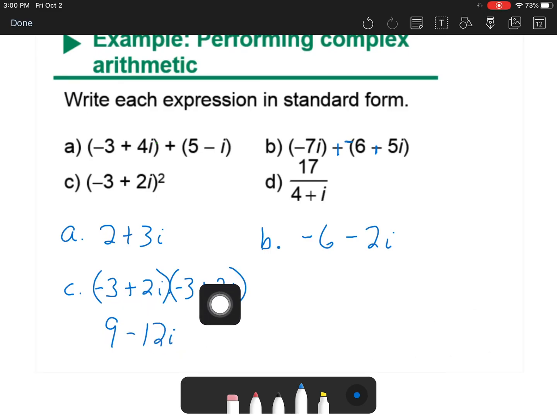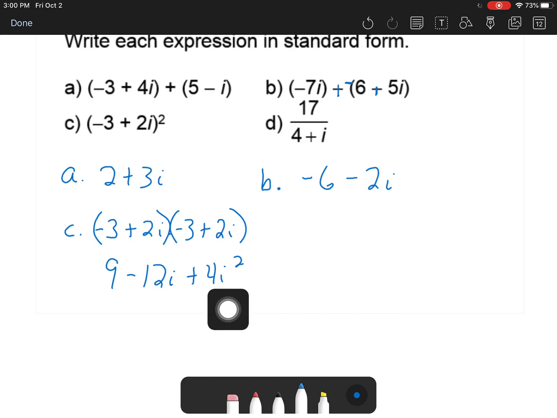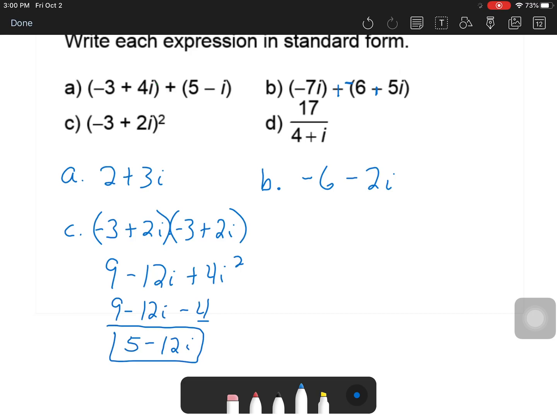And then when I do last times last, 2i times 2i is +4i squared. And so when we simplify this, anytime you have i squared, that changes to -1, so it changes this to a -4. So I've got 9 minus 12i minus 4, and then I can combine the 9 and the -4, so I get 5 minus 12i. So that should be my solution there. So again, don't ever leave i squared in your answer. Always cancel that and then just change the sign because you're multiplying by -1. All right. And the last one.